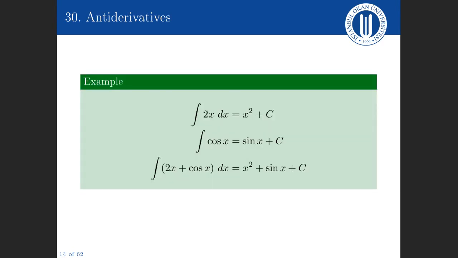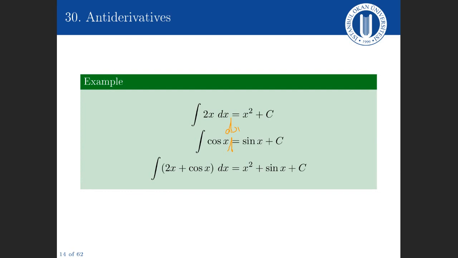For example, some of the antiderivatives that we've looked at already, in this new notation. The indefinite integral of 2x, or the general antiderivative of 2x, is x squared plus c. The indefinite integral of cos x, there's a typo here, because there should be a dx just here, is sine x plus c. And the indefinite integral of 2x plus cos x is x squared plus sine x plus c.